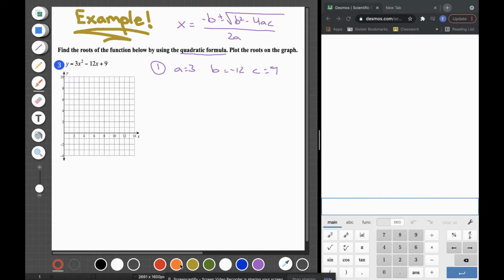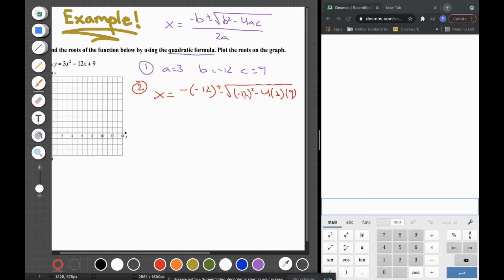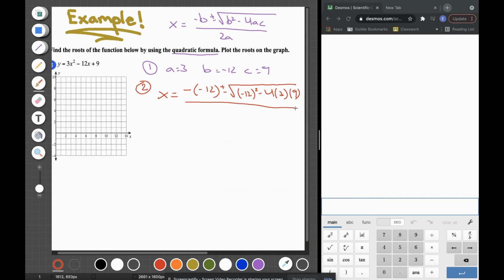Then you're going to plug those in. When you go to plug it in, it should look like this. So we're going to have x equals negative, so remember, every time you have a variable, it's going to be parentheses. So parentheses negative 12. You should have the double negatives there, plus or minus the square root of negative 12 squared minus 4 times 3 times 9. Sorry, a little room there. There we go. Okay, all of that is over 2 times 3. Okay, so you plug it in.